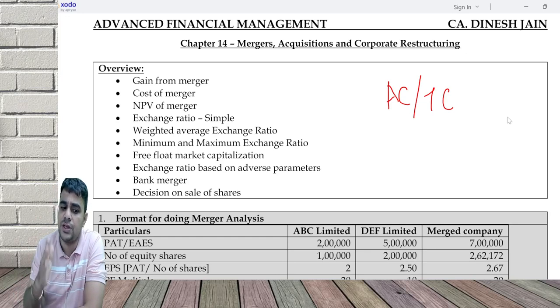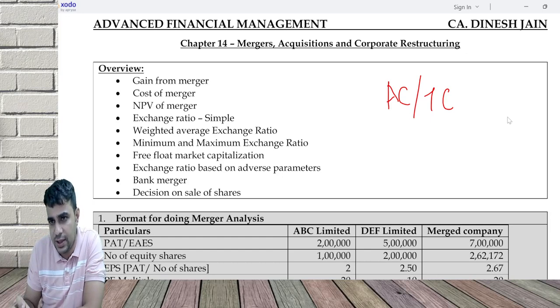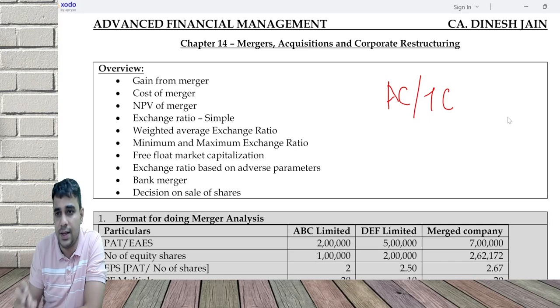A major chunk of the questions in this chapter is on mergers and acquisitions. Some part of corporate restructuring is also there, like you have one question on demerger, one question on internal reconstruction. Internal reconstruction is something you would have learnt in accounting. So there are 2-3 questions around that as well, but predominantly it's on mergers and acquisitions.